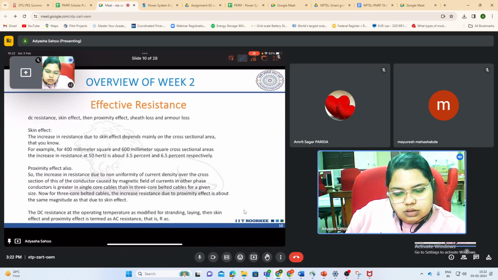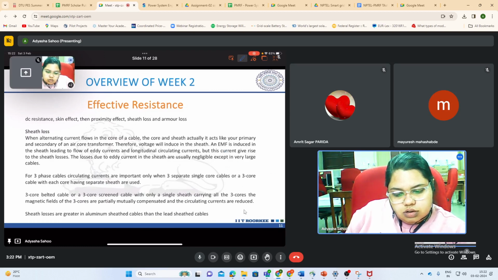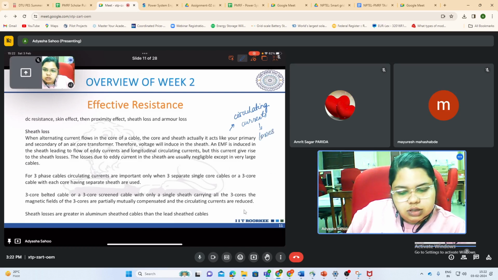Then we are considering the skin effect also, proximity effect, sheath loss. So basically, due to these circulating currents, these may lead to the sheath losses in the cable.